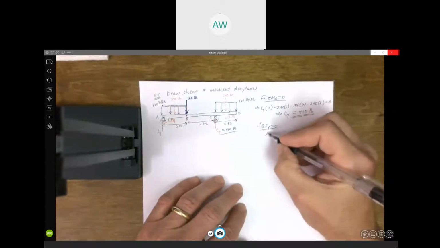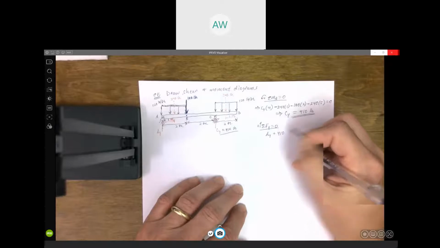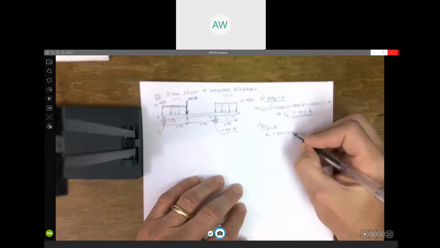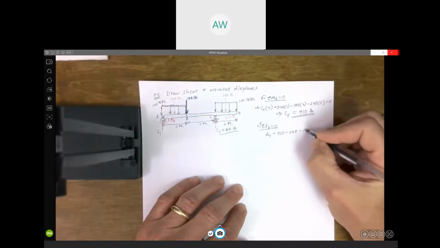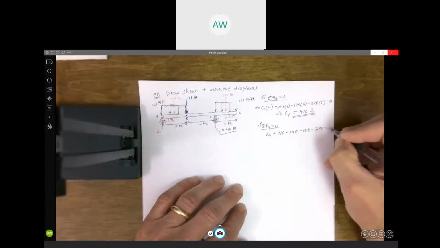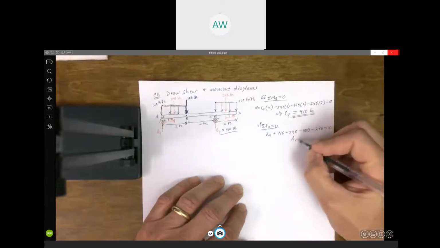So I got AY going up. I got CY going up. And then I got the 240 going down. 100 pounds going down. And then 240 going down. All that's got to add up to 0. Solve for AY.